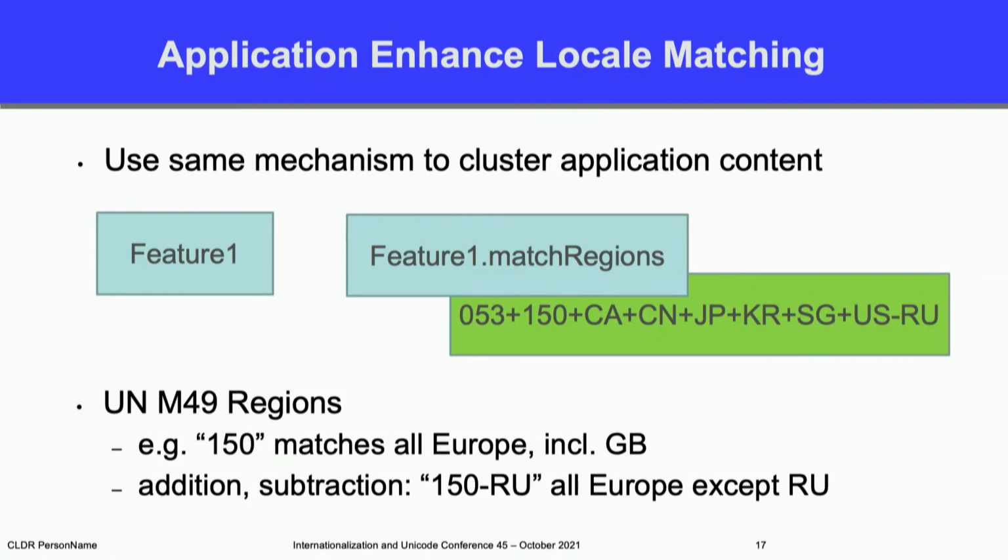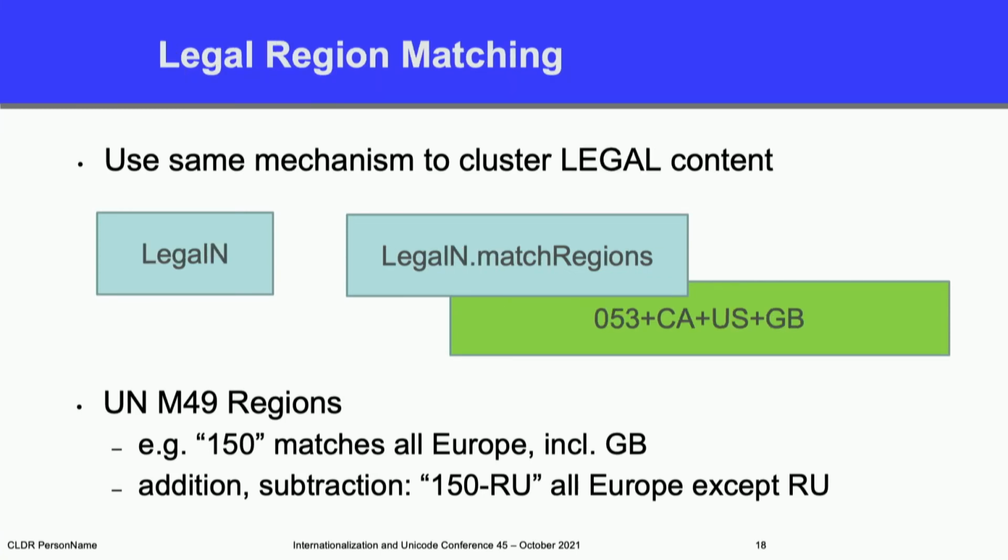So you have to kind of look at the UN M49 codes, or in the supplemental data, they have the territory lists that are in place. So anyway, you could use the same mechanism to say that this feature is available across these regions. So if I see this region, then I go, okay, I know I can use this content and lump it into a single piece there.